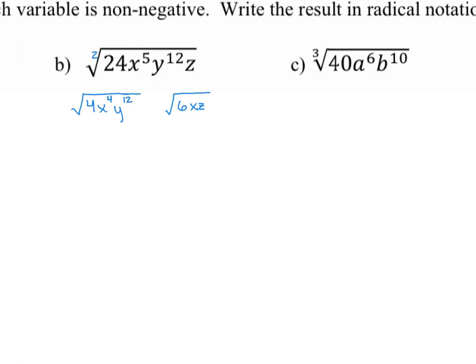All right, if we go ahead and simplify now, we get the square root of 4 is 2. Square root of x to the 4th, we divide 4 by 2, we get x squared. And the square root of y to the 12th, divide 12 by 2, we get y to the 6th. We leave our 6xz inside the square root, and we are done.